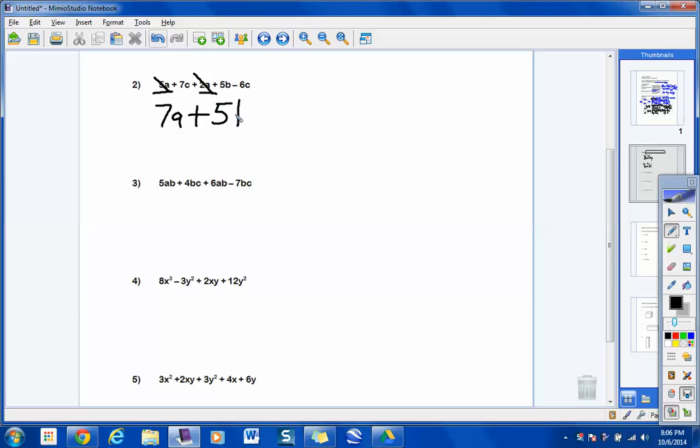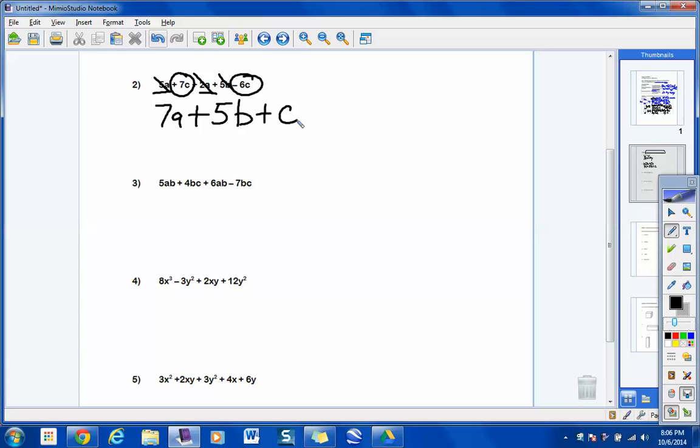Not necessarily the rule, but I think if you're checking answers in the book, it'd be a lot easier. Okay, 5b doesn't combine with anything. Guys, careful on this. You got a positive 7c and a negative 6c. That sign attached to the 6 is negative. So when you combine those, you're combining a positive 7c and a negative 6c, which is really a plus 1c on the end. Okay? So there is the simplest form of number 2.